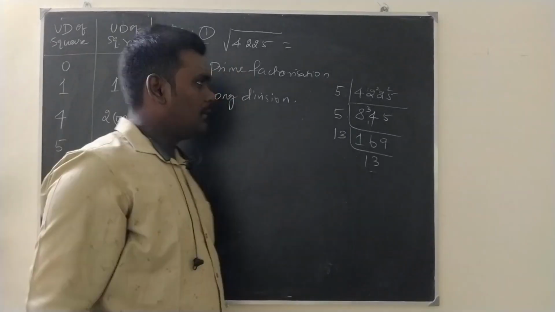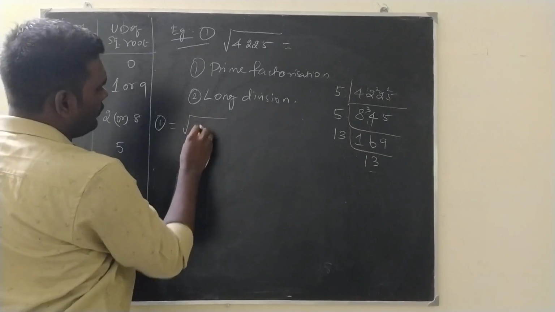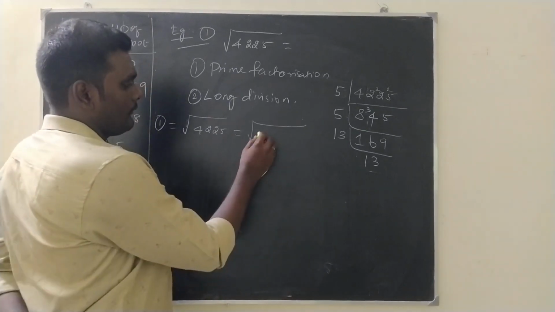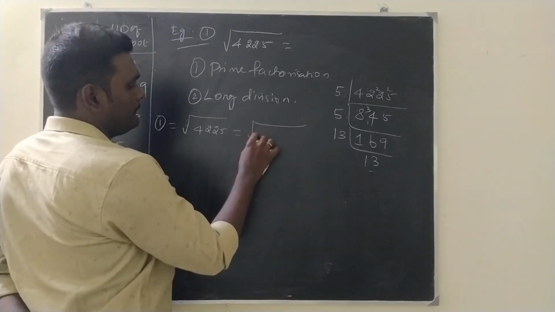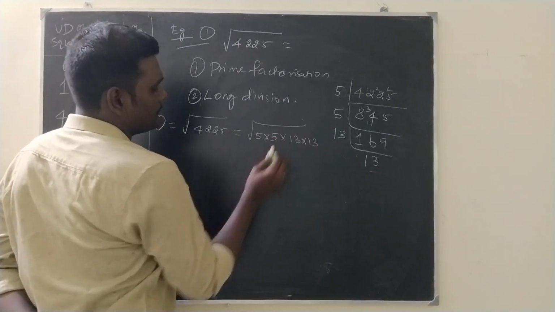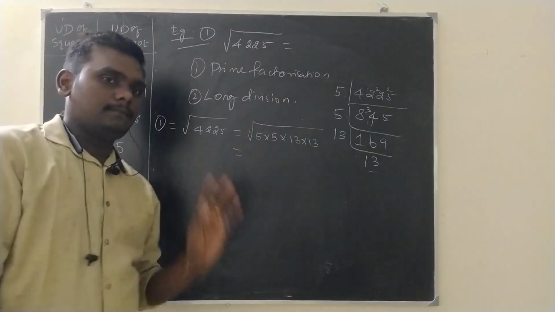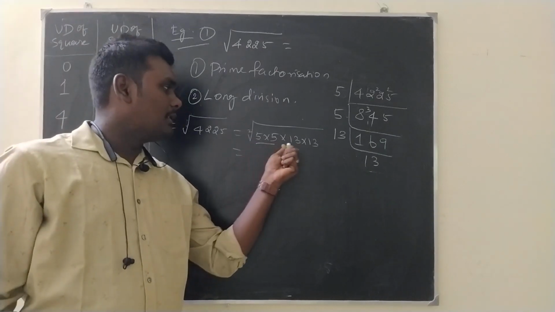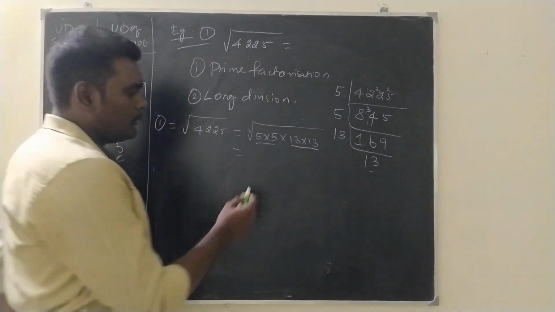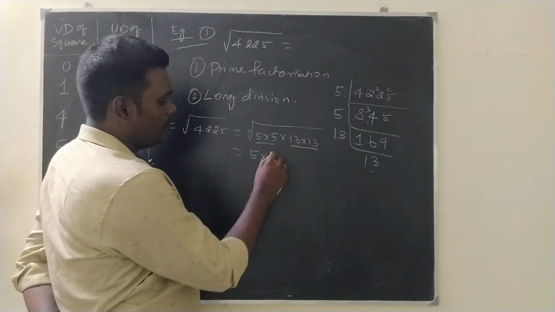We ended with a prime number. We'll stop the process. Then the square root of 4225 will be 5 into 5 into 13 into 13. As this is a square root, the number 2 is hidden here. This can be paired as 2 numbers. Like a group, we'll group this as 2 numbers. From each group, one number will come out. From this group, one 5 I'll take out. From this group, one 13 I'll take out.